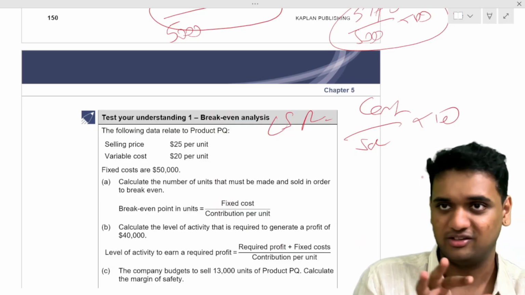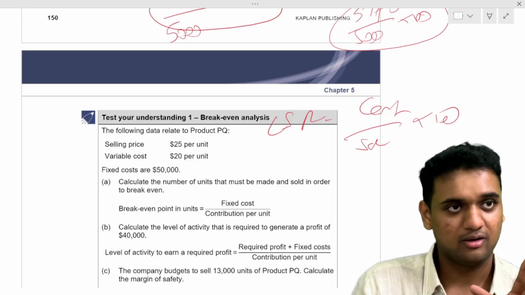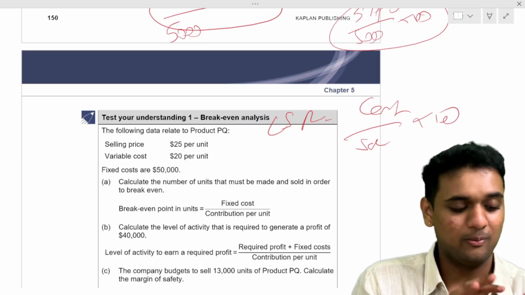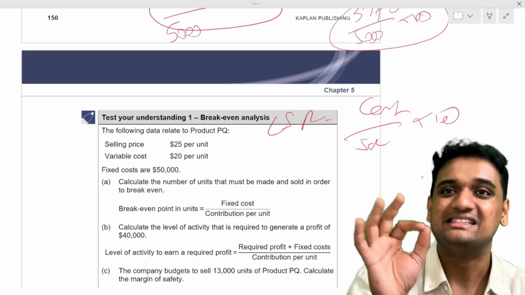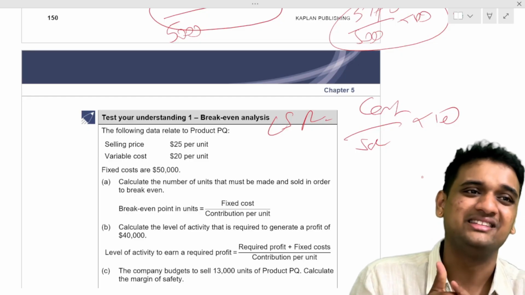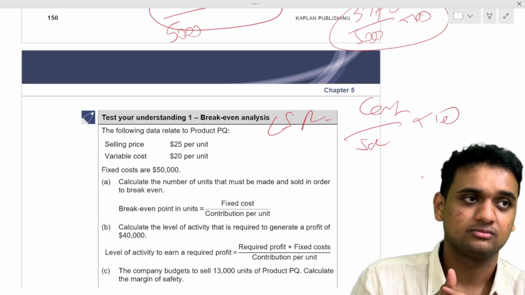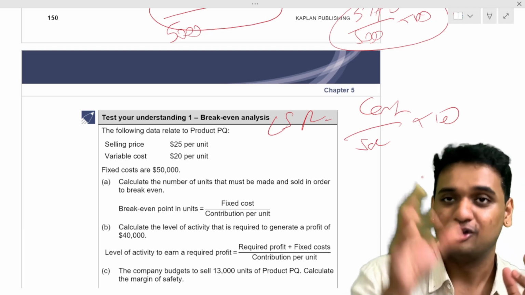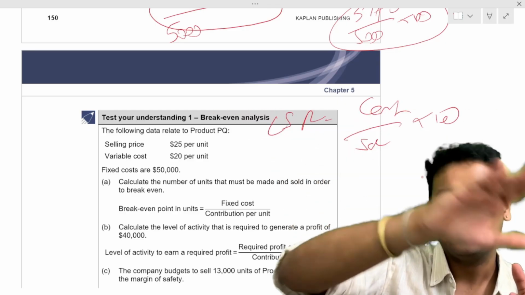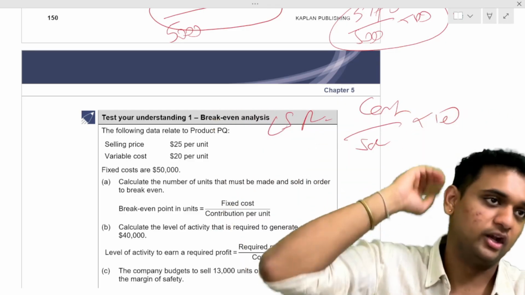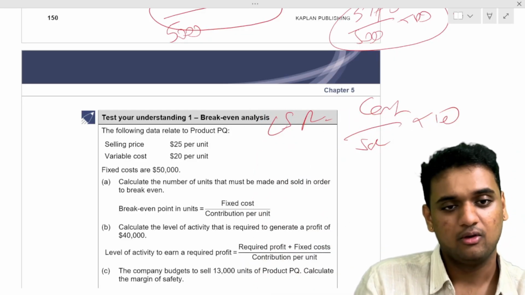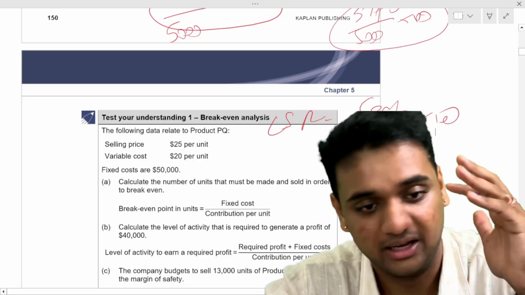The normal break-even point is fixed cost divided by contribution per unit. Now, instead of contribution per unit, we will do fixed cost divided by CS ratio. What is the CS ratio? Contribution divided by sales, which we found to be 60%. So fixed cost, some amount, divided by 60%, you will get your break-even point directly in sales amount. We will do one question, you will understand everything clearly.